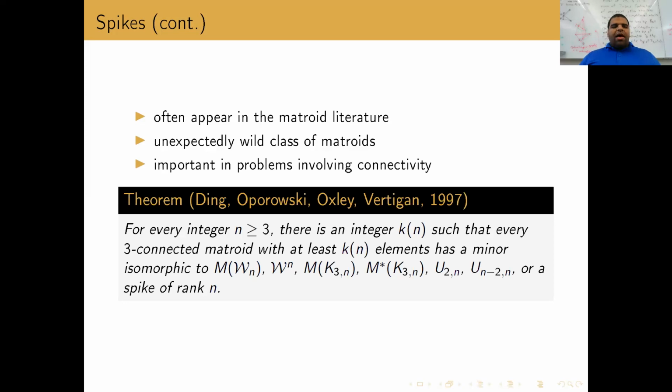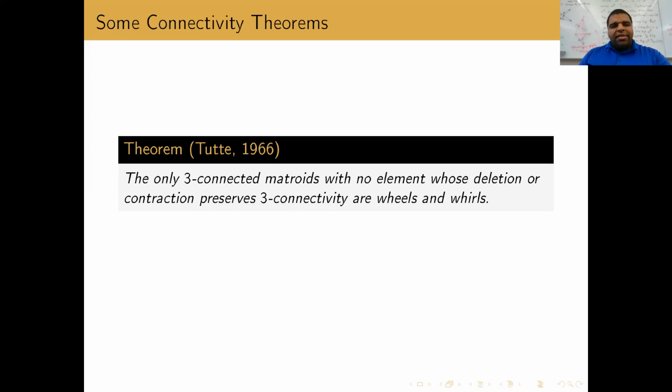For example, there is a result by a nice group of LSU folks, Ding, Oporowski, Oxley, and Vertigan. For any integer n at least 3, there's an integer k dependent on n such that every 3-connected matroid with at least k elements has a minor isomorphic to one of these matroids here, or to a spike of rank n. So we have these several exceptions, but other than that, it's going to be a spike of rank n. So spikes show up in problems involving connectivity.